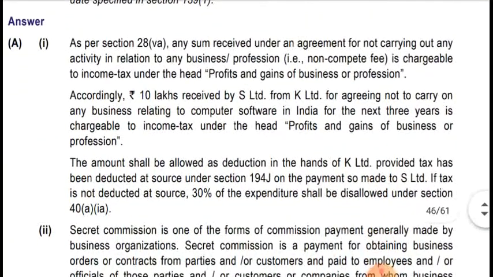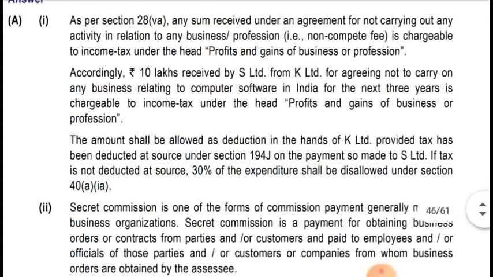As per section 28(5), any sum received under an agreement for not carrying out any activity in relation to business or profession, that is non-compete fees, is chargeable to income tax under the head profit and gains of business or profession. Accordingly, 10 lakh received by S Limited from K Limited for agreeing not to carry on any business relating to computer software in India for the next 3 years is chargeable to income tax under the head profit and gains of business or profession.